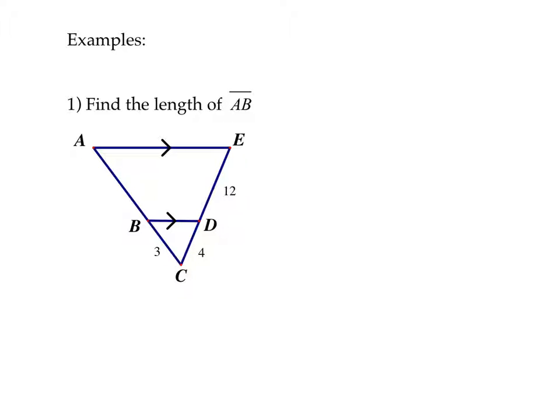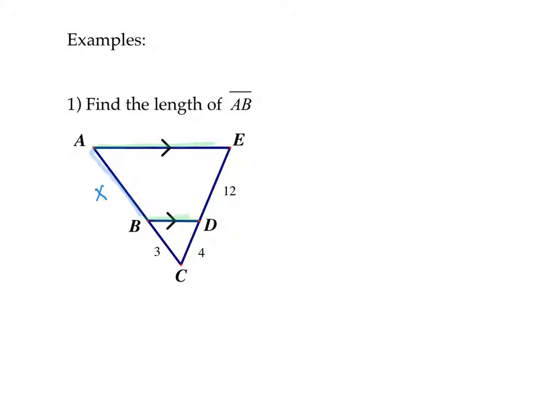Okay, so next we are going to put those theorems into action. In our first example, we're asked to find the length of AB. So this segment right here is AB, so I'll assign it a variable so we can solve for it. The one thing we have to check for is to make sure our segments are parallel. So AE and BD are definitely parallel to each other. So we're going to use the triangle proportionality theorem.